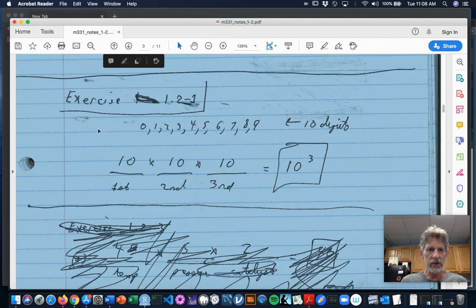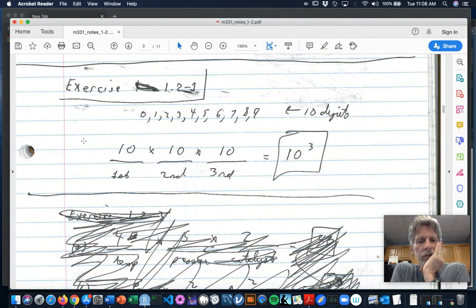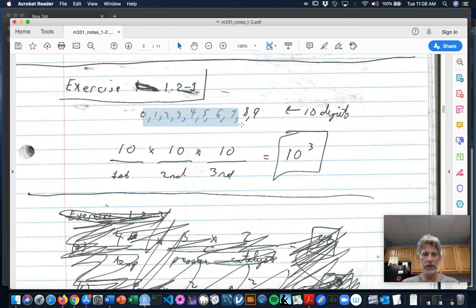Okay, let's try exercise 1 out of the textbook. Let's say that you need to make a 3-digit number, maybe on a license plate or something like that. You're allowed to use each of the 10 digits, 0 and then 1 through 9 makes 10 digits. You're allowed to repeat digits. And it's totally okay to have a 0 at the beginning, because it's really a sequence of digits, not an actual number that you're making.